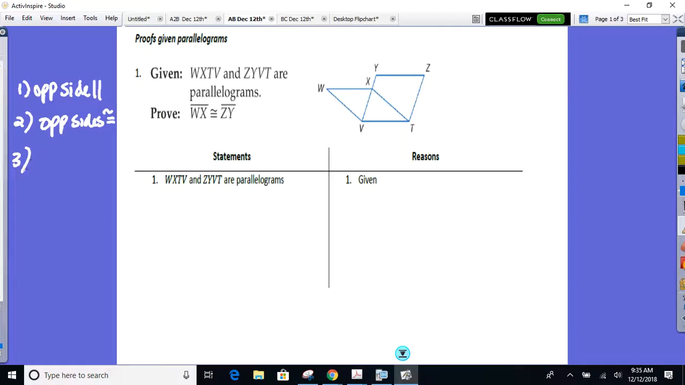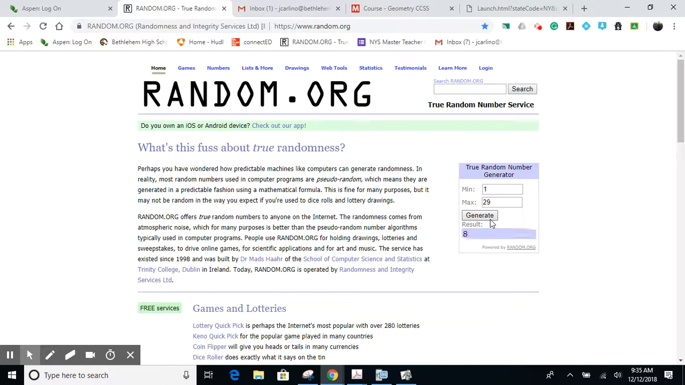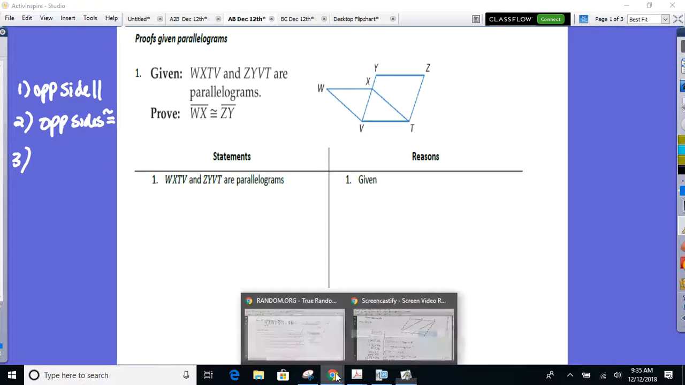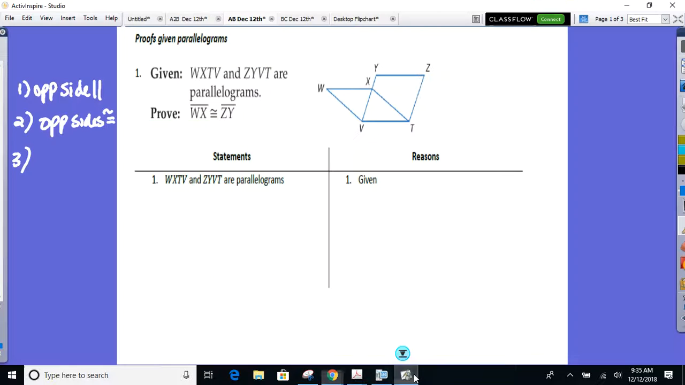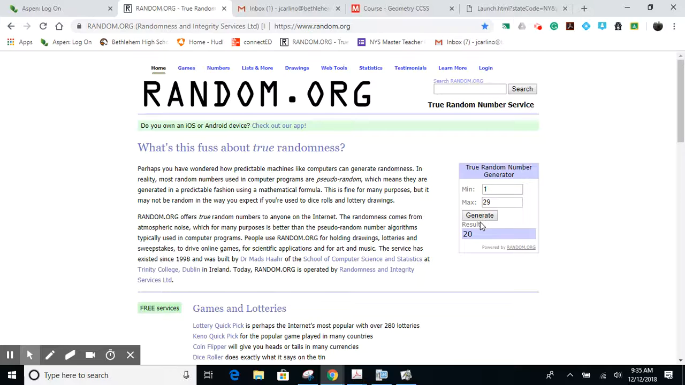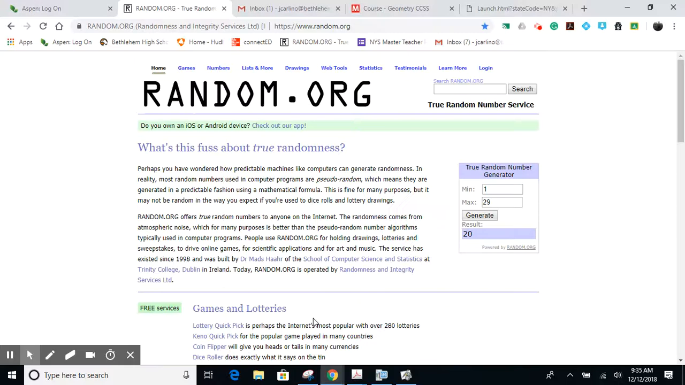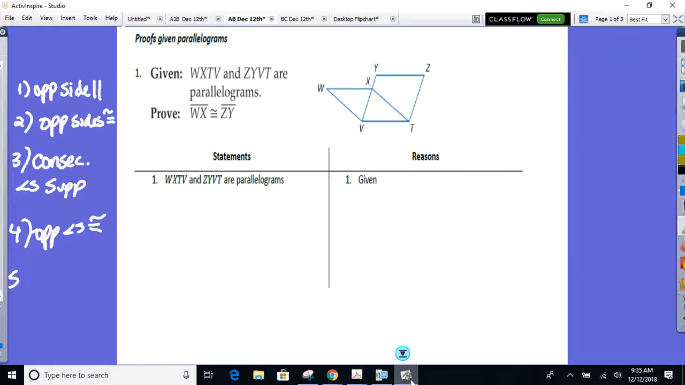All right, next up. What else you got for me? Not here. All right, let's go. Yes, consecutive angles, supplementary. 2 more, 2 more. Another one. Opposite angles, congruent. And then the last one, don't forget about that, this one. What's that last one? There you go, diagonals bisect each other.